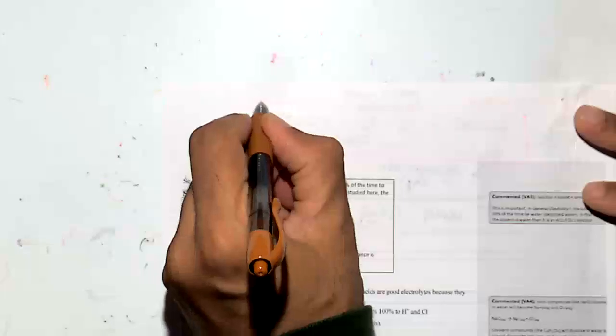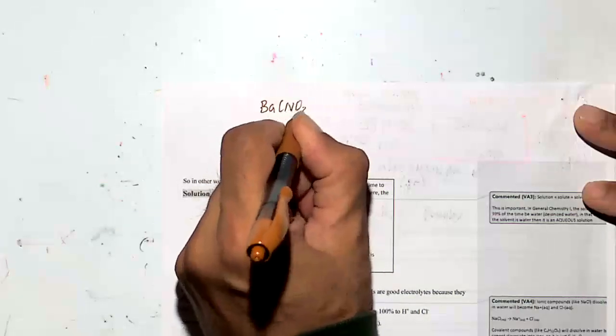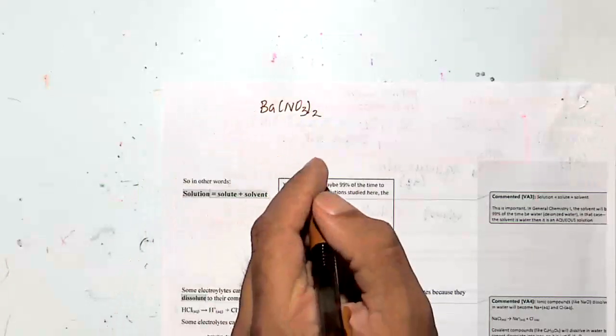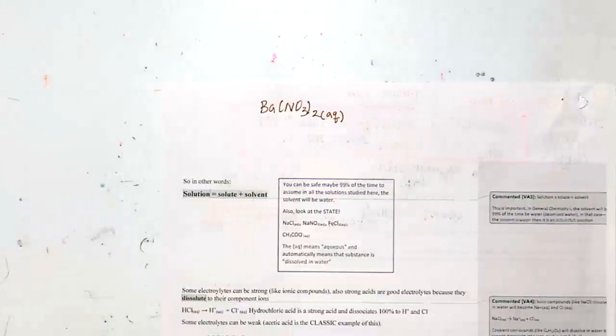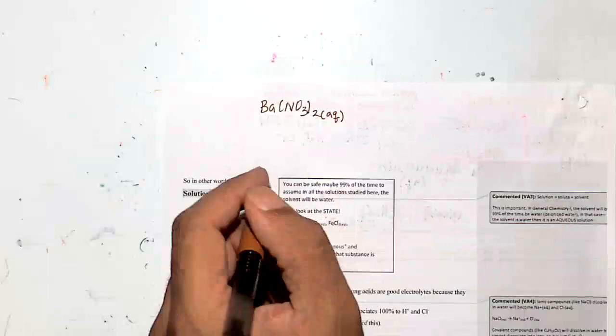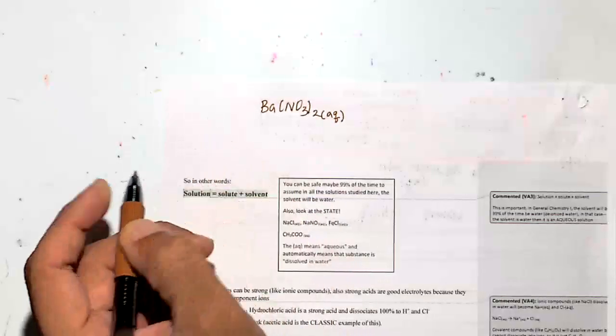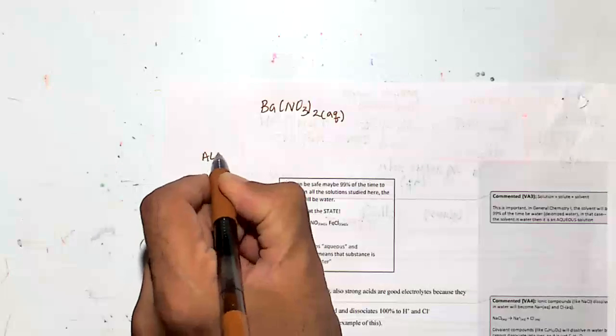Is this solid, liquid, gas, or aqueous? Aqueous. So it has some barium nitrate dissolved in water. The concentration is 0.2 moles per liter. Okay, is it soluble? It is soluble. One thing I want you to know when it comes to solubility is that all nitrates are soluble.